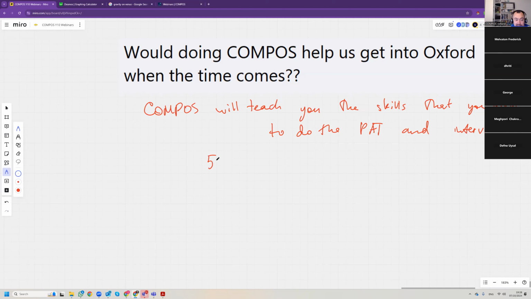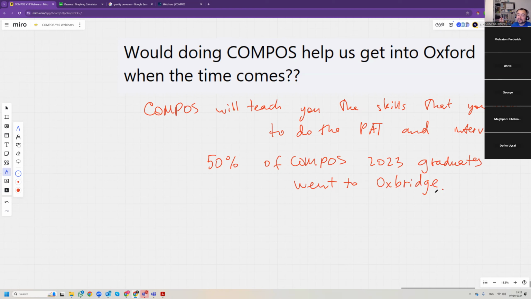And as I said, 50% of COMPOS 2023 graduates went to Oxbridge. This is astonishingly good. It's not because we are so good; it's because they are so good, of course. But I like to think we had an input, and because they come back and they become tutors, that shows that we're doing something good.